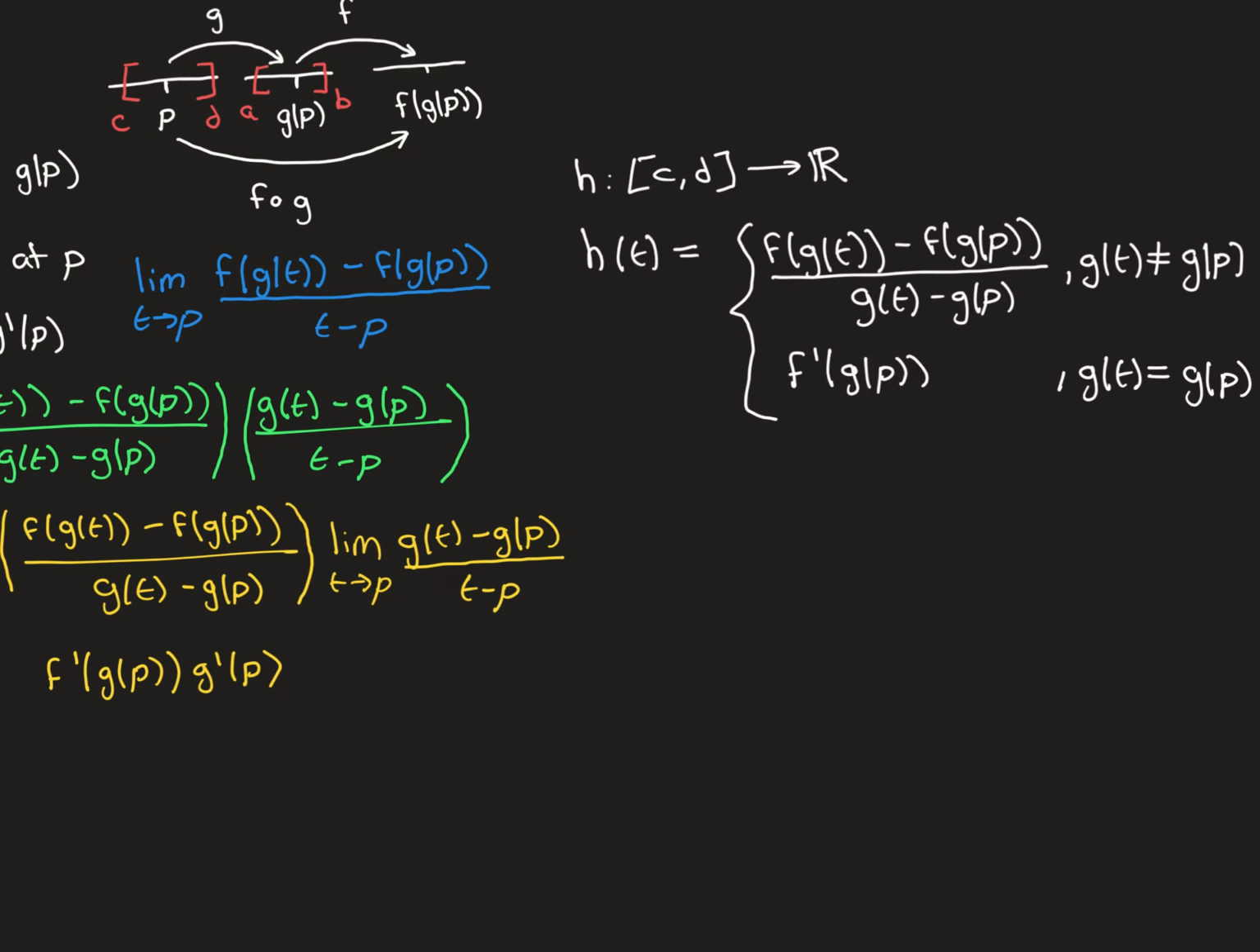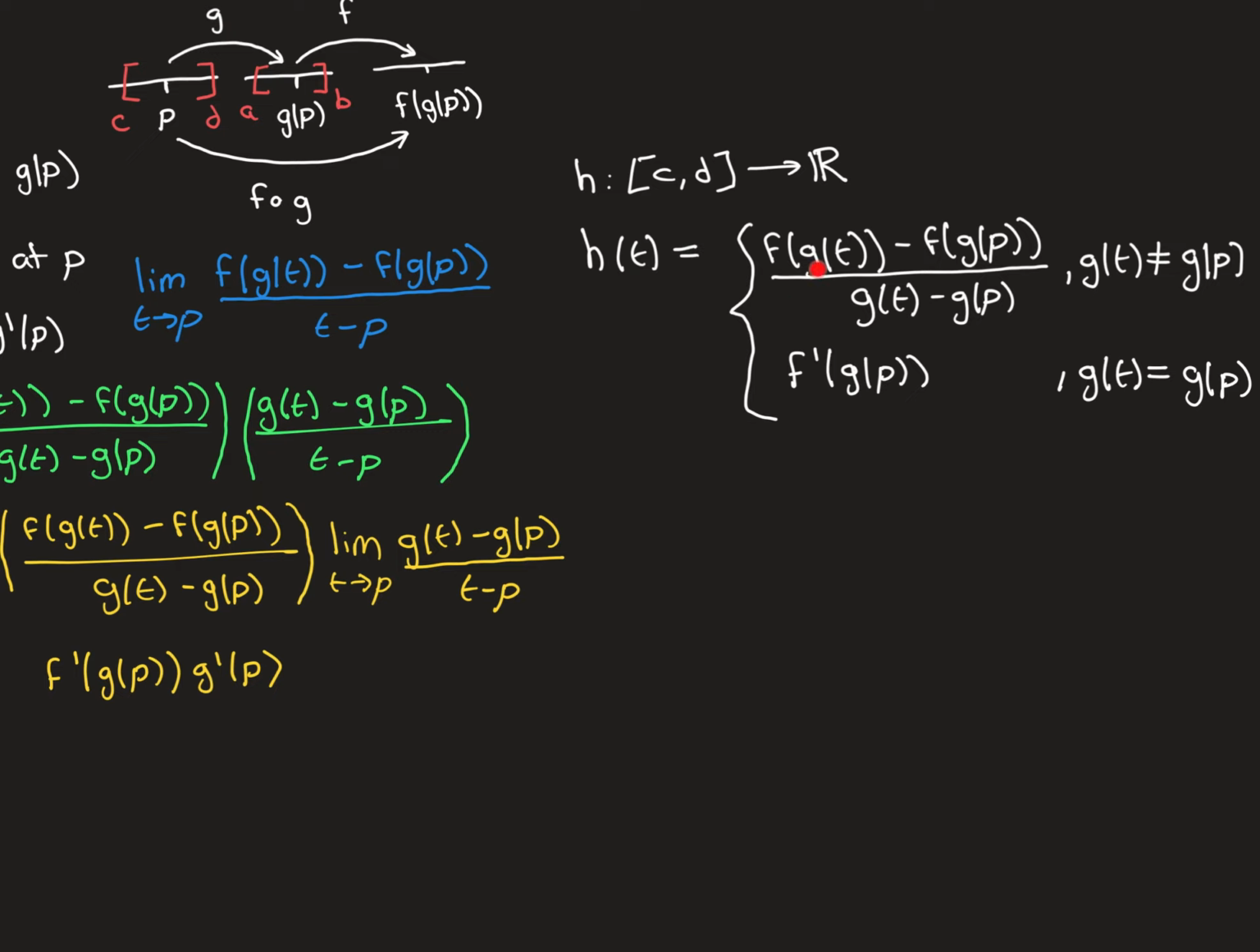So after that warning, here is the magic function that is going to save us, and gosh, doesn't it look complicated. So we're calling it the function h. It is going to be defined from the interval CD, which remember was the domain of the function g, the first one in the composite function, and it's going to map onto the real line. And the rule is going to be given thus. It's a piecewise rule. So for some t inside our domain, h of t is given by this thing here if g of t is not equal to g of p.